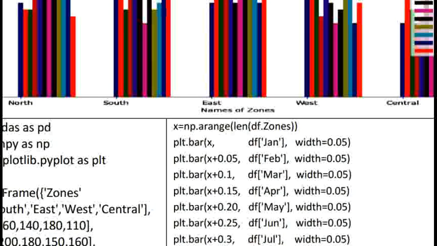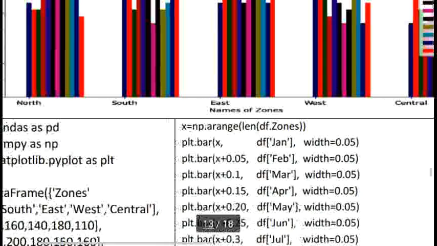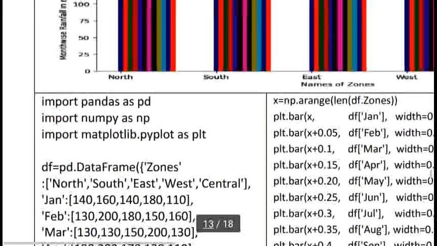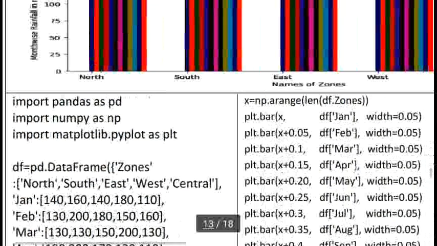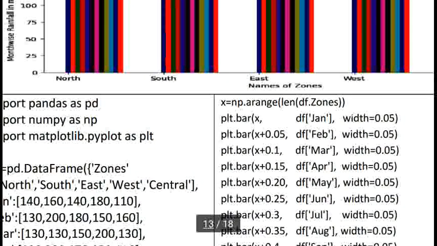So you can see here I am using x is equal to np.arange(len(df.zones)). Zones, how many zones? North, south, east, west and central. So you can see total 5 zones. First we count how many zones. So total 5 zones, but I want to create 0, 1, 2, 3, 4.